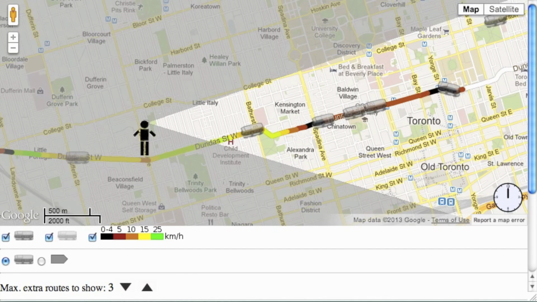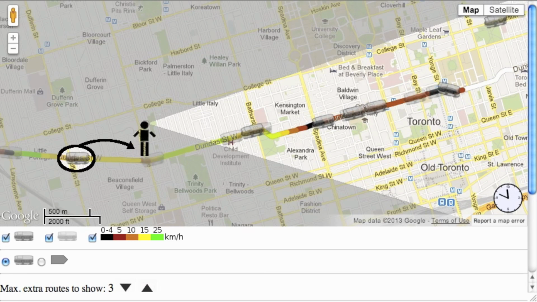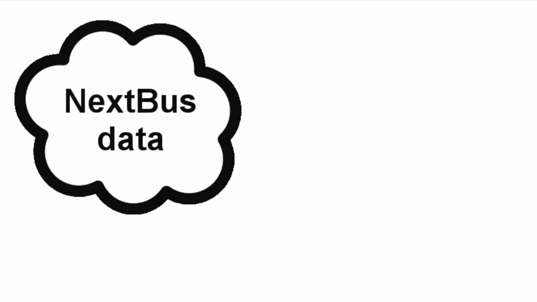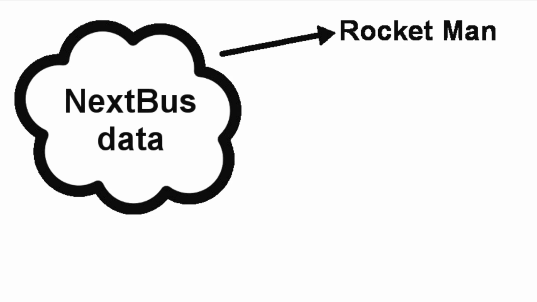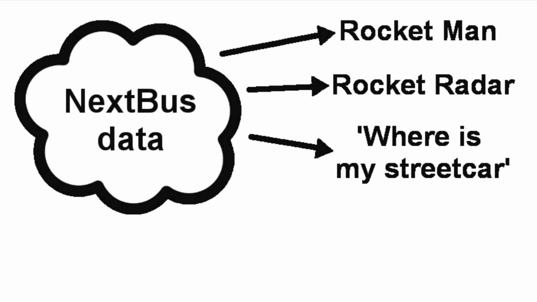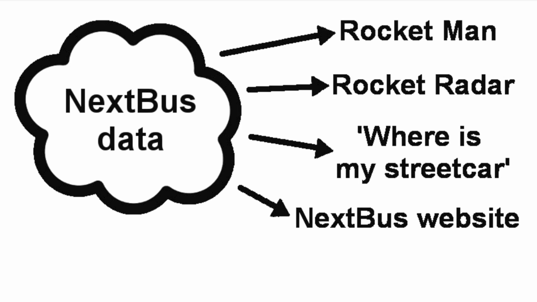What this site is not so good for is when you are waiting at a stop and all you want to know is when the next streetcar or bus is going to get to you. This site doesn't do that because there are already many apps and websites which can give you that information. They are all based on the same real-time GPS data that this site is based on, which is called the Next Bus data. Some examples are the apps by the name of Rocketman and Rocket Radar, and websites such as Where's My Streetcar and Next Bus's own site.